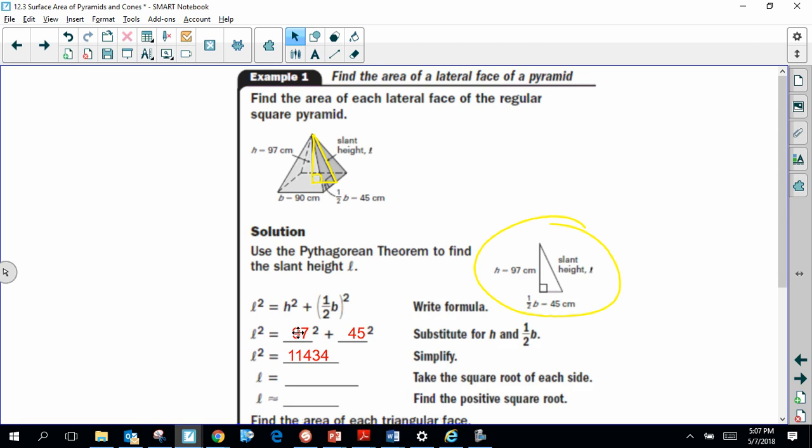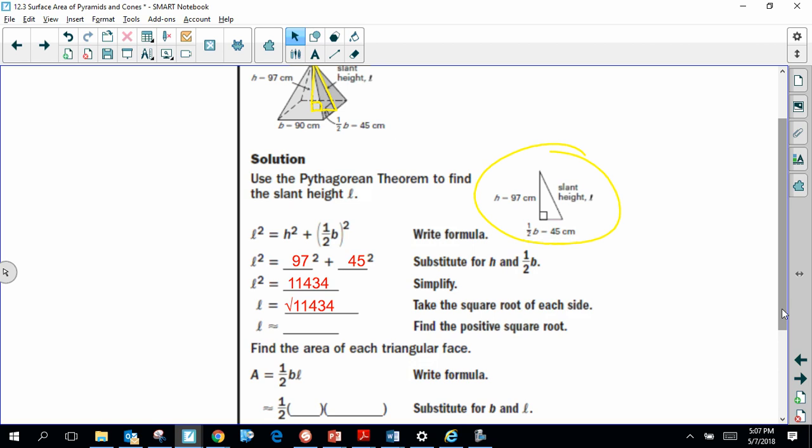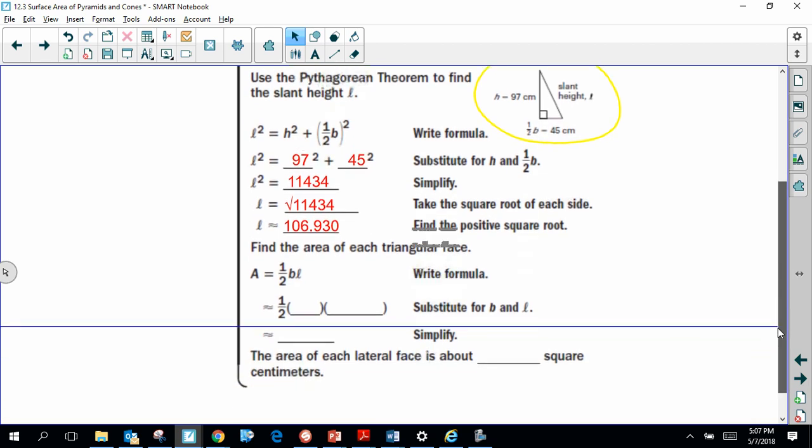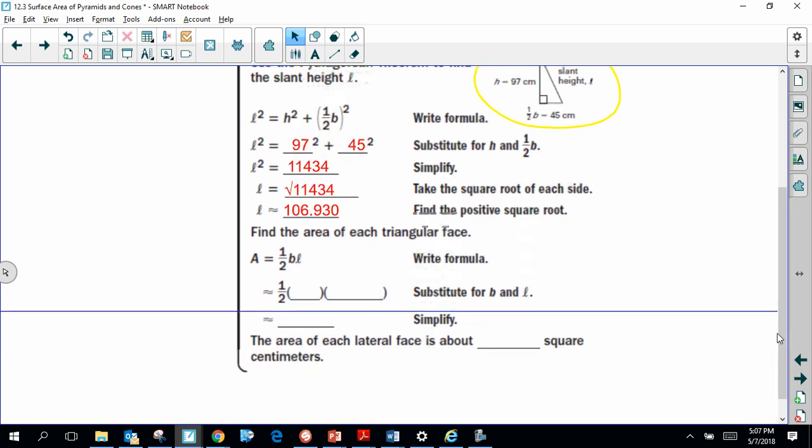Simplifying here, the square root of 11,434 does not have any perfect square factors, so we can't simplify that. If I left it as a radical number, it would be left as the square root of 11,434. We're going to go ahead and take the square root of that number, so we get about 107, just under 107. So that would be the lateral height of the pyramid.